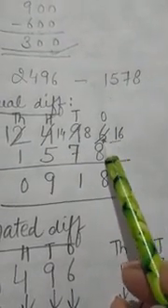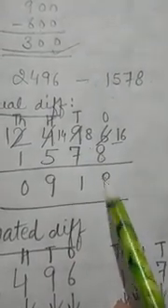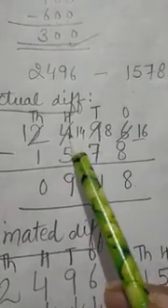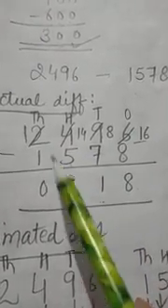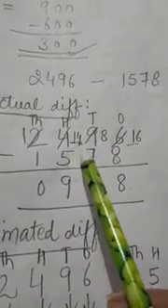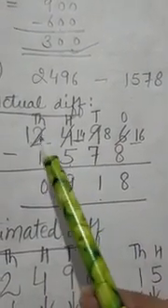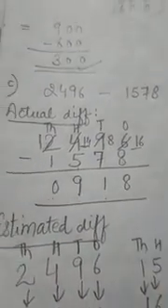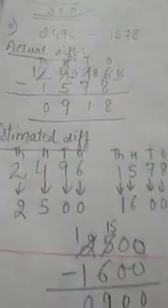It will become 16. 16 minus 8, 8. So here left 8. 8 minus 7, 1. Now again 4 minus 5 is not possible, so we will take one borrow from here. It will become 14. 14 minus 5, 9. Here left 1, 1 minus 1, 0. So we got 918. Now how to find out the estimated difference?